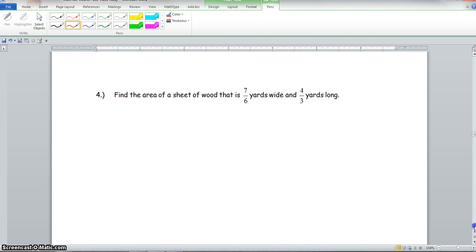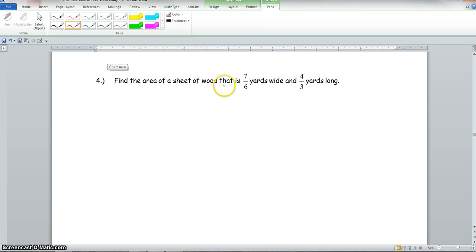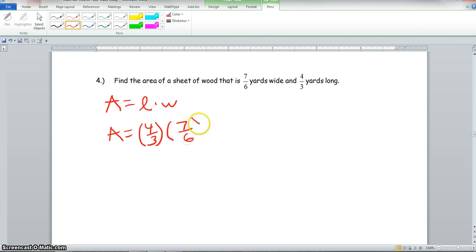Okay, now we come to number 4. It says find the area of a sheet of wood that is 7/6 yards wide and 4/3 yards long. So first of all, a sheet of wood is typically in the shape of a rectangle. So we need to do the area of a rectangle, which we know is length times width. So now we would substitute. It tells us the length is 4/3 and the width we know is 7/6.